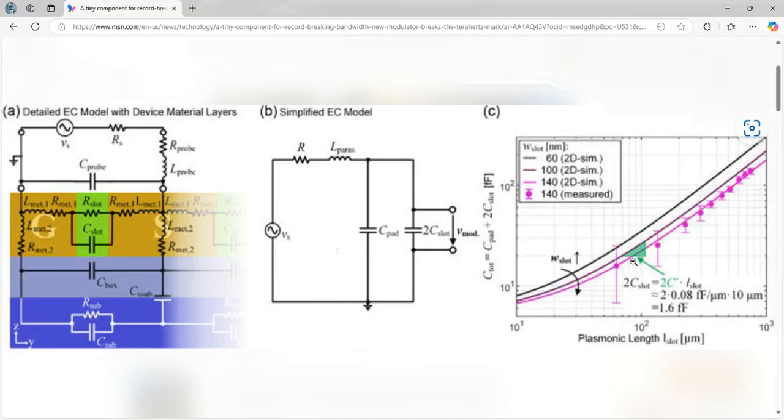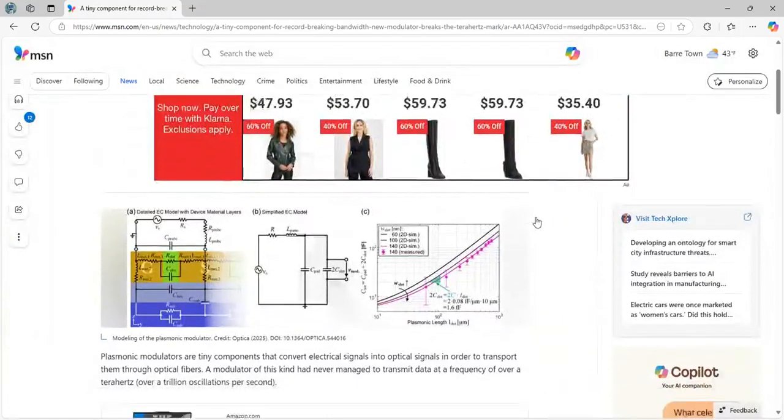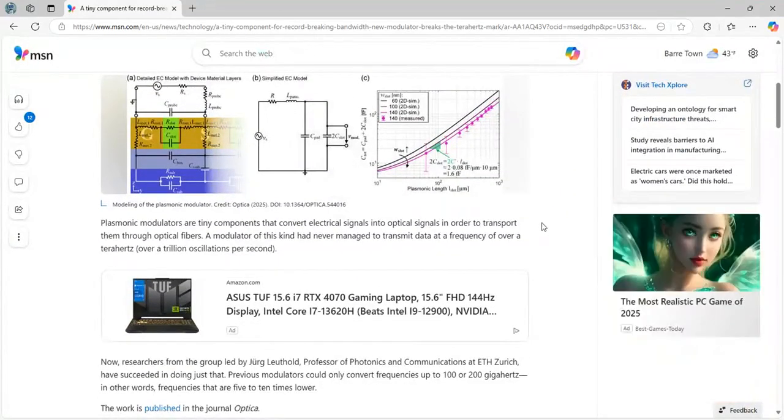And then there's another type of graphic that shows a range in the 2C slot. And that's also going up in the same trend as well. So we get the overall idea of what's happening. Now, plasmonic modulators are teeny components to convert electrical signals into optical signals in order to transport them through optical fibers. A modulator of this kind has managed to transmit data at a frequency of over a terahertz, which is over 1 trillion oscillations per second.